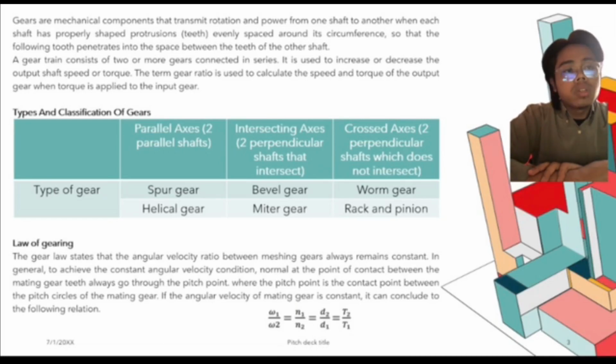The term gear ratio is used to calculate the speed and torque of the output gear when the torque is applied to the input gear.